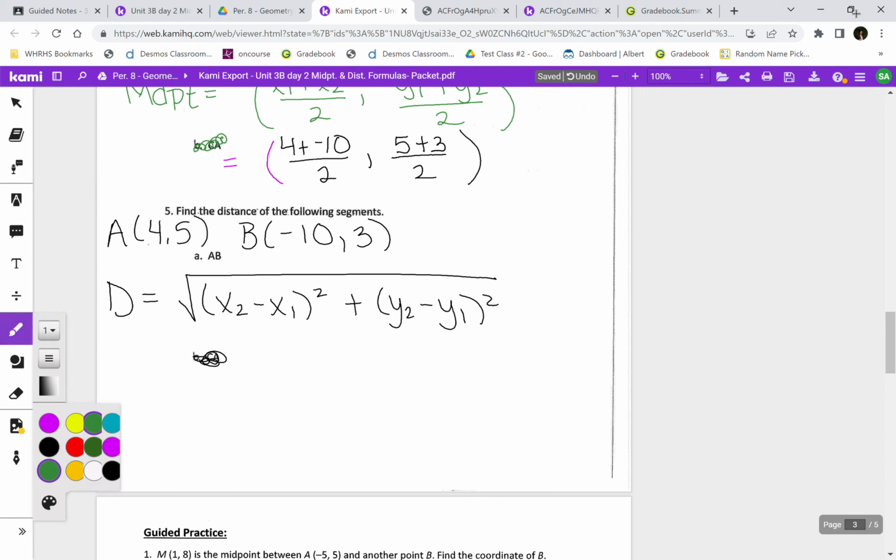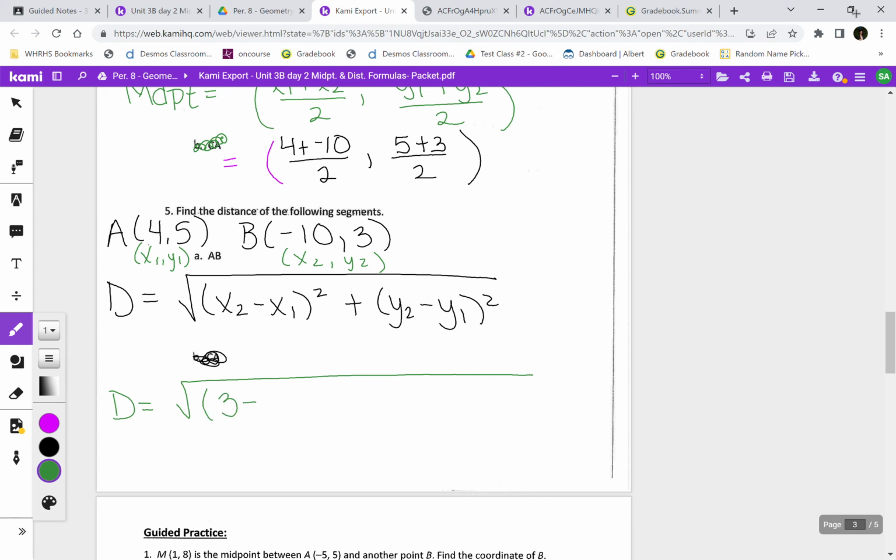Okay, once again, I'm going to call A x1, y1. I'm going to call B x2, y2. So we're going to have negative 10. We're plugging in negative 10 minus 4 squared plus 3 minus 5 squared.